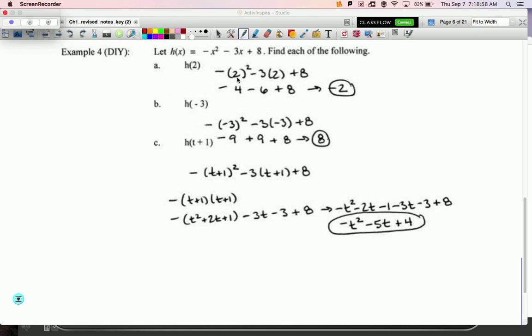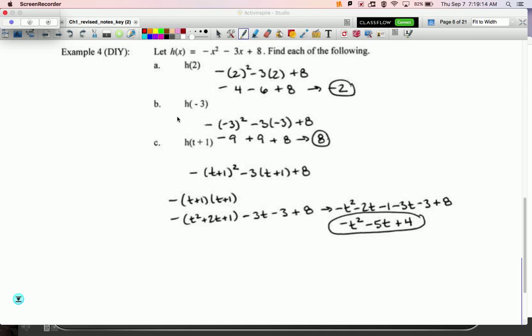So on the first example, you're taking 2 and you're going to square it, and you get 4, but you have to multiply by the negative, so now you have negative 4. Negative 3 times 2 is negative 6, plus the 8, so you should get a final answer of negative 2.